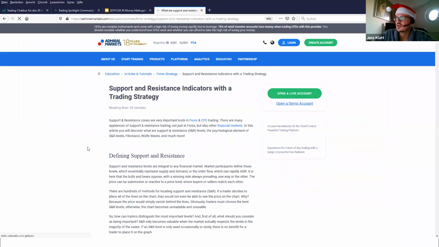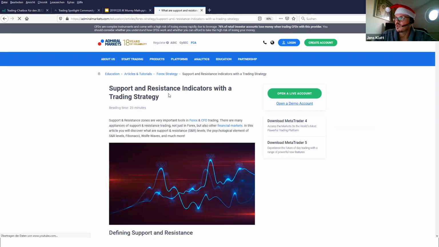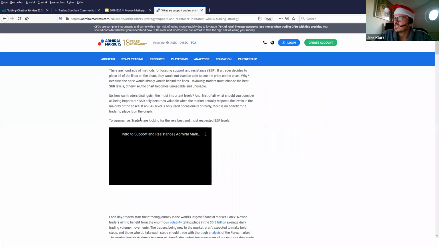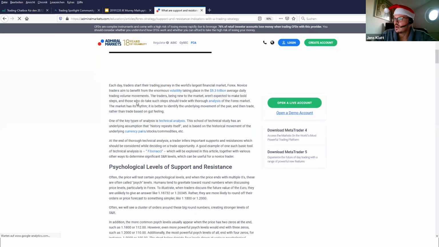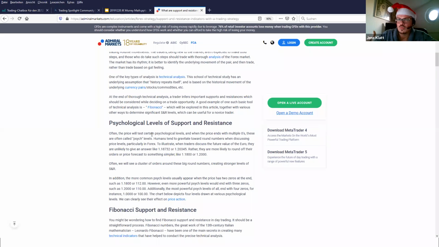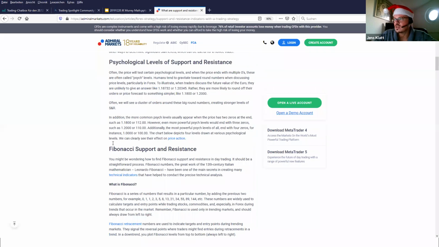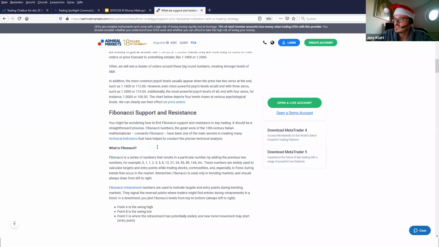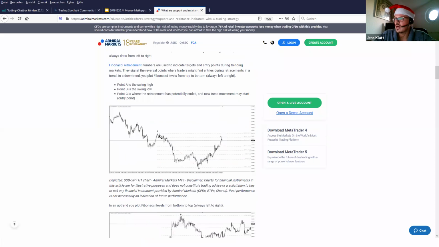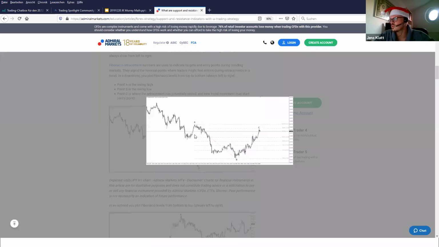So here, this is the article I just posted. It's about support and resistance indicators, and you can see it here. Reading time is 23 minutes, so it's quite a long piece. What you can see is that there are several ways of finding special support and resistance zones within your chart. Murrey Math is one way, but there's also, as you can see here, classic Fibonacci support and resistance, which means you define a high and a low. You have the high, which is defined here. I can't even read which currency pair it is, but the concept stays the same.